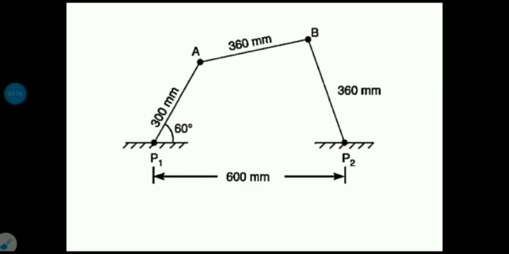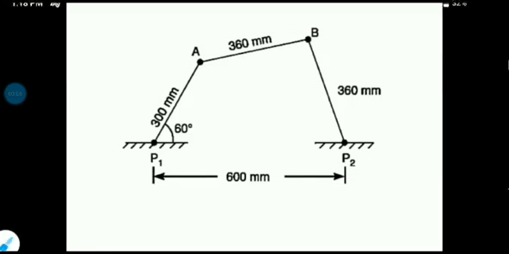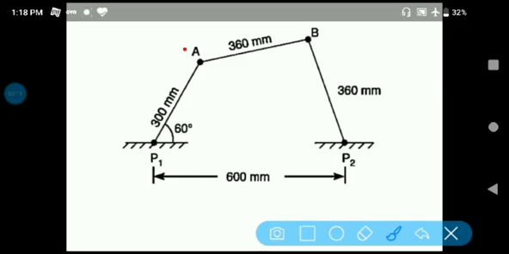Now to start drawing the acceleration diagram for this particular mechanism, first we need to calculate the tangential component of acceleration and the normal component of acceleration for a point on the crank with respect to the fixed point. First we are going to find the tangential component and normal component of acceleration of point A relative to P1.